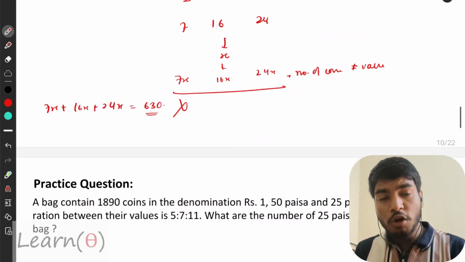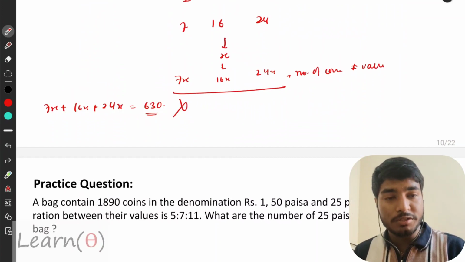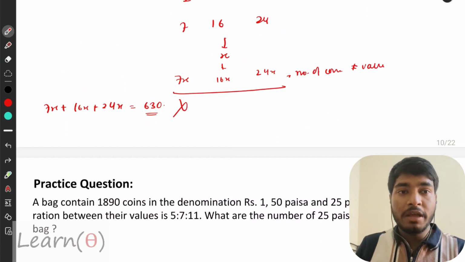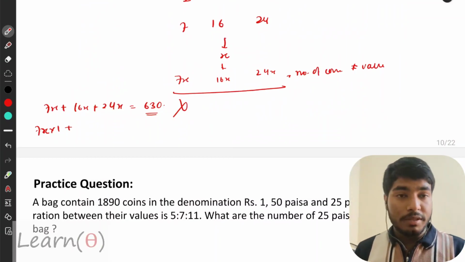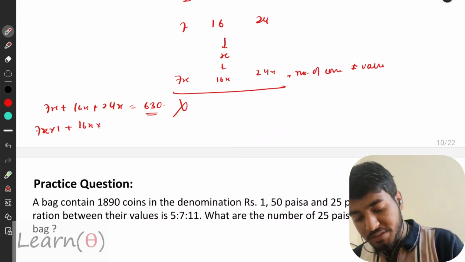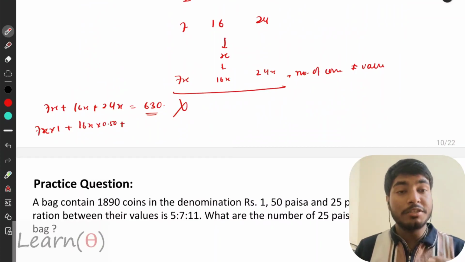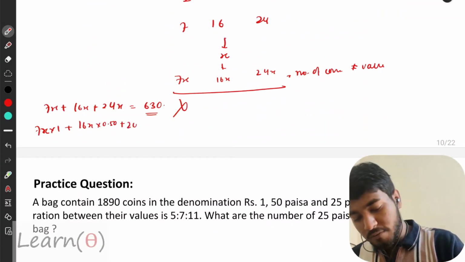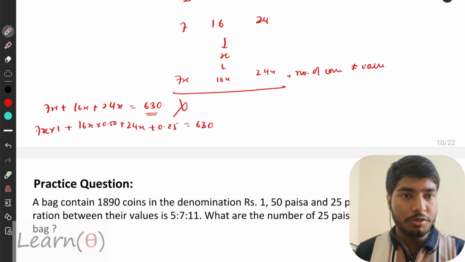What I have to do is take the values. There are 7x coins of 1 rupee, therefore the value will be 7x into 1. There are 16x coins of 50 paise, so I will multiply 16x into 0.50 rupees. And there are 24x coins of 25 paise, therefore I will write 24x into 0.25. That is equal to 630. Did you get it, students?